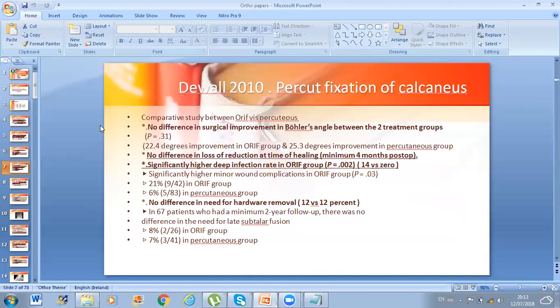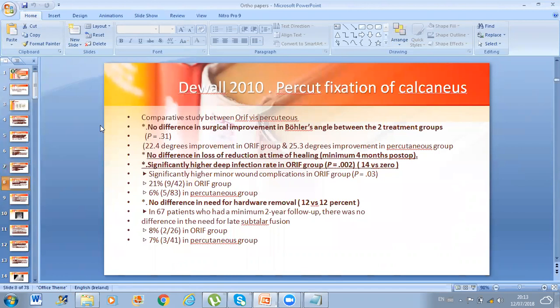Then you can do percutaneous fixation of the calcaneus, and Wall in 2010 quoted that there is no difference in need for hardware removal. So the fact is that you don't need to remove the hardware, so percutaneous fixation is almost equivalent. He said that healing time for a calcaneus is 4 months, and there is a low risk of wound infection in percutaneous fixation if you can do it.